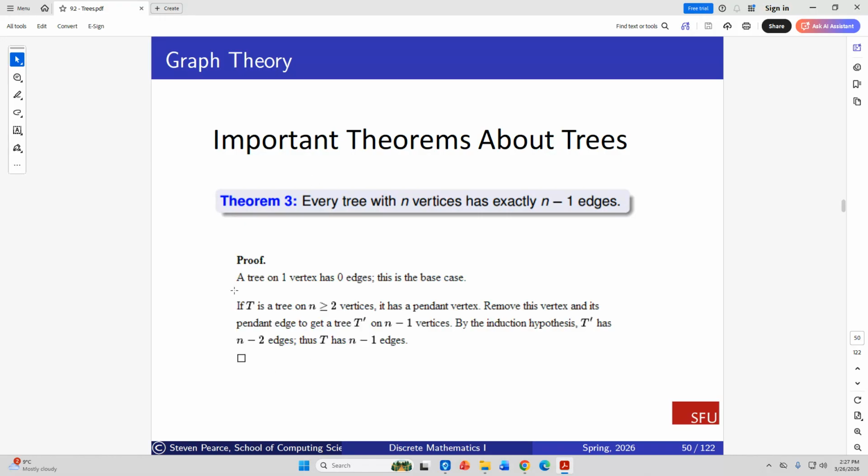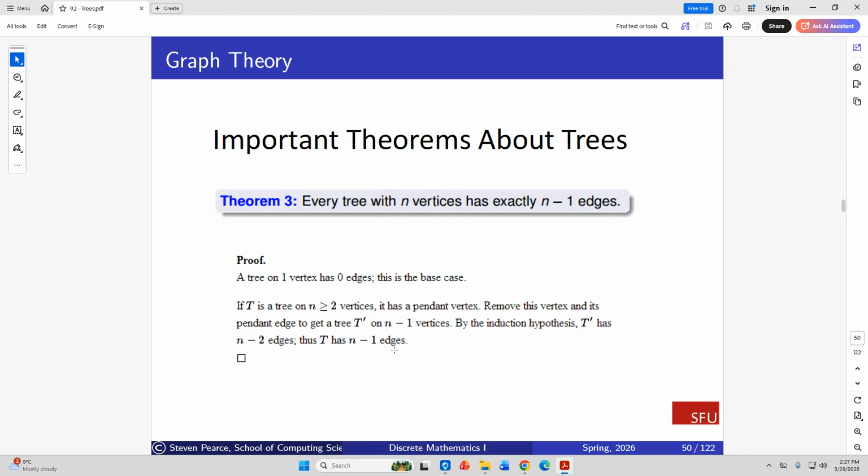So a tree on one vertex has 0 edges, obviously. This is the base case. There are no loops. If T is a tree such that the number of vertices is greater than 1, it has a pendant vertex, I mean a leaf. Remove this vertex and its pendant edge to get a tree T prime on n minus 1 vertices. By the induction hypothesis, T prime has n minus 2 edges, thus T has n minus 1 edges.